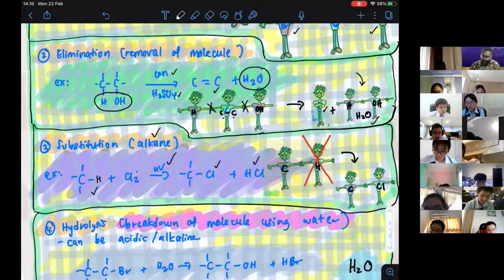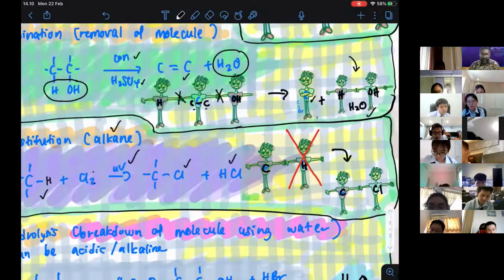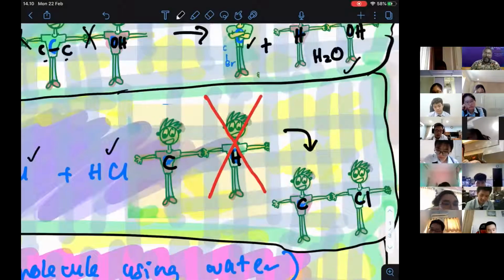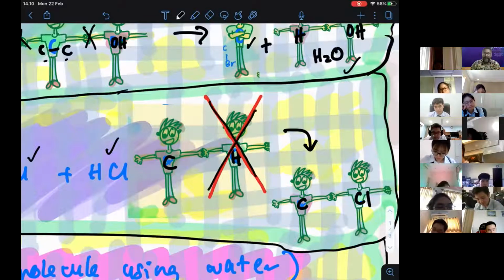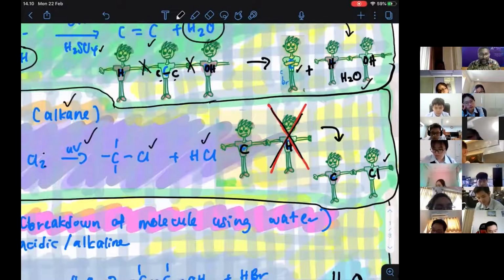So it's like this in diagram. C and H are joined together. They are happy. But when the Cl comes, they eliminate this person and replace it with another person, which is going to be Cl. This is substitution. Now, another type is going to be hydrolysis.